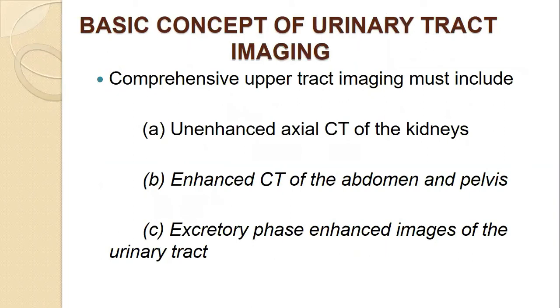The basic concept of urinary tract imaging is mostly the CT urogram. We first take an unenhanced axial CT scan of the kidney, then enhanced CT of the abdomen and pelvis, and then the excretory phase.